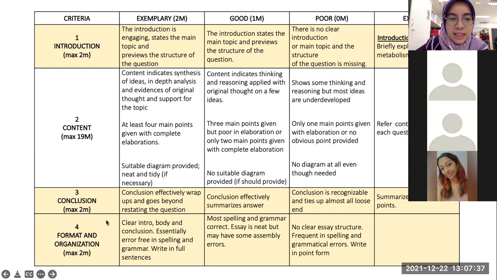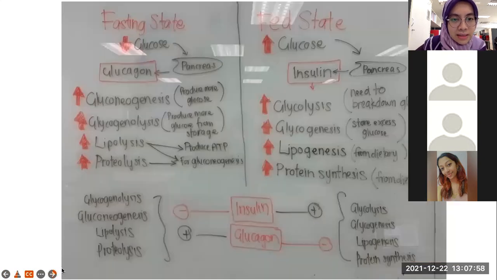Then make sure you have a conclusion. You can summarize all the points you have written. There are also marks for your flow and organization, and the remaining marks are for your content. So that is your final exam structure.